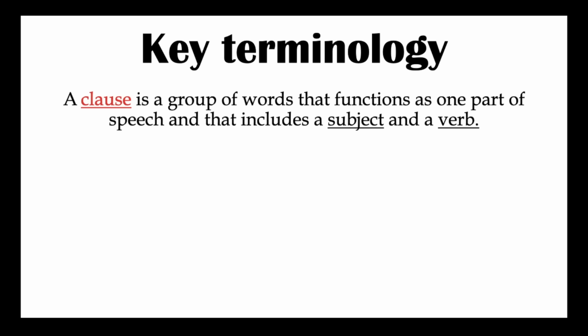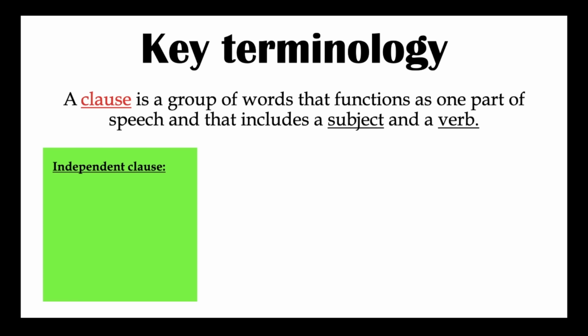Before we go through the 4 sentence structures, there are some key words you need to understand. A clause is a group of words that function as one part of speech and that includes a subject and a verb. There are 2 main types of clauses.